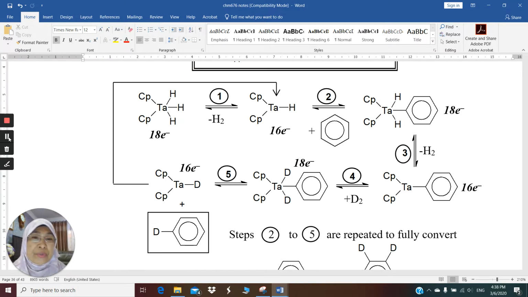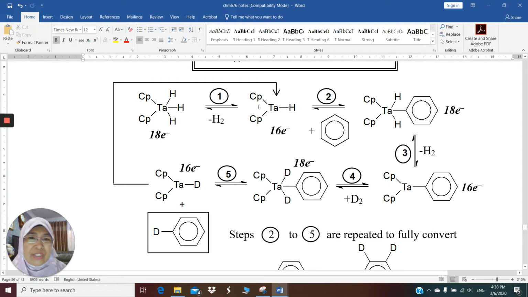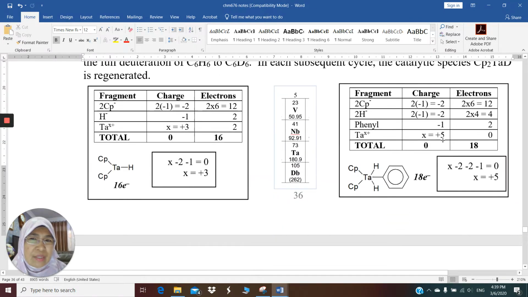Okay, I'm going to show you some calculations of electrons for this species and that species. So it becomes a sort of revision for you. Here I have made some calculations. It is not in your notes, so please add this into your notes.